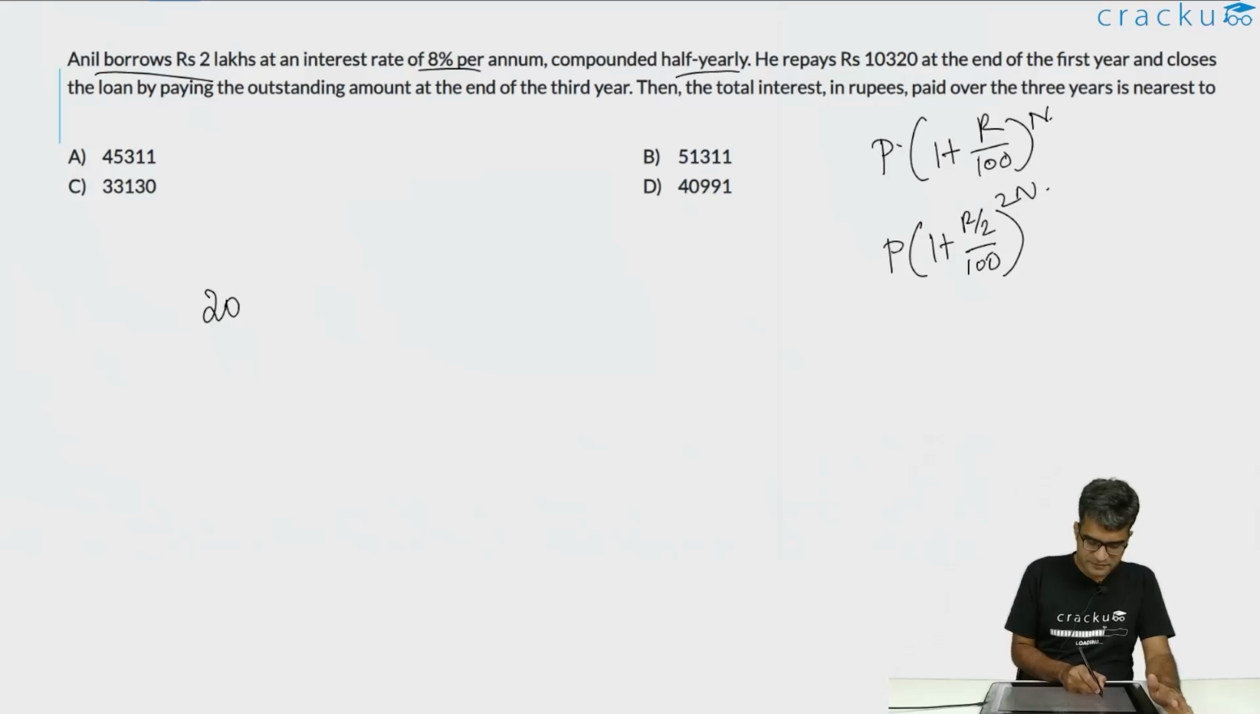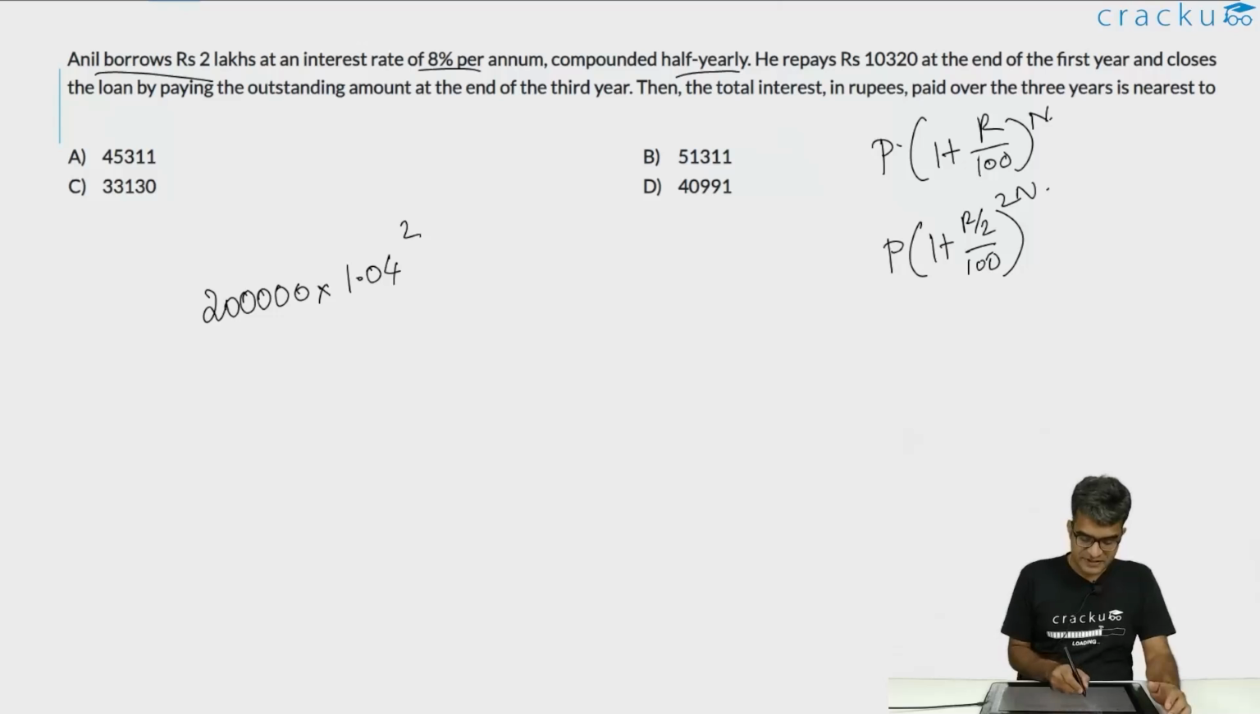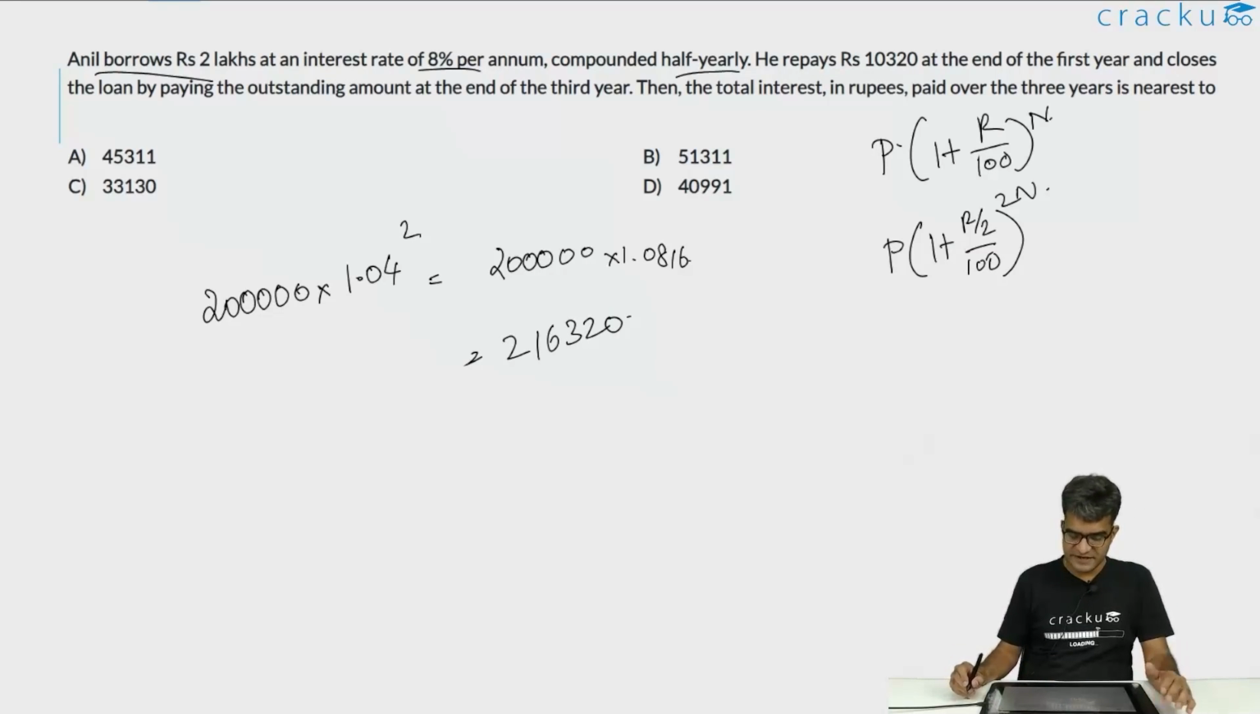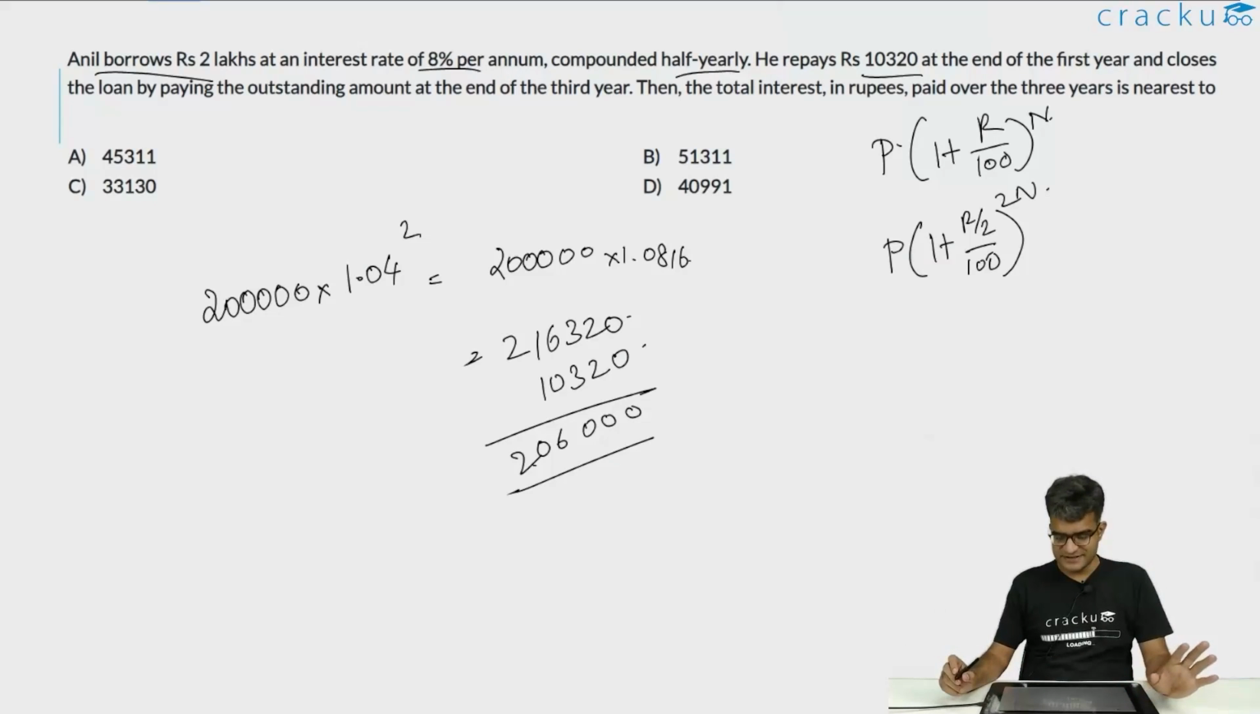In this particular case, the principal is 2 lakhs. So this is 2 lakhs into 1.04 whole square. This is the total amount that he will receive at the end of 1 year. This is the amount that he should repay at the end of 1 year. This, if you calculate, will be equal to 2 lakhs into 1.0816, which is equal to 2 lakhs 16,320. Out of this, he repays 10,320. So the amount that is outstanding is 2 lakhs and 6,000.